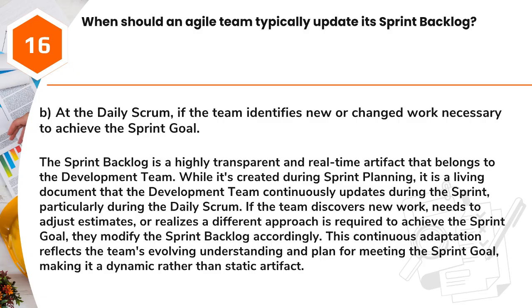If the team discovers new work, needs to adjust estimates, or realizes a different approach is required to achieve the sprint goal, they modify the sprint backlog accordingly. This continuous adaptation reflects the team's evolving understanding and plan for meeting the sprint goal, making it a dynamic rather than static artifact.